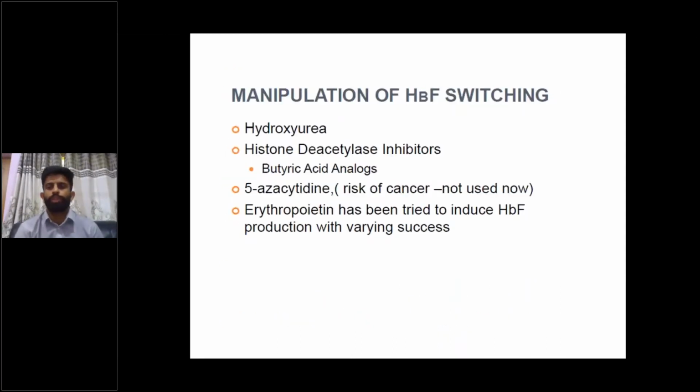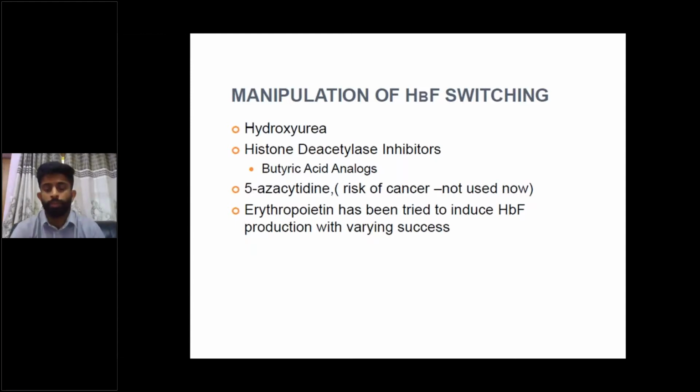Manipulation of HbF switching to increase the production of gamma chains and the production of fetal hemoglobin. Hydroxyurea is used. It is also used in sickle cell anemia in cases of excess sickle cell crisis attacks in a year. Histone deacetylase inhibitors, butyric acid analogs. 5-azacitidine is not used anymore because of risk of cancer. Erythropoietin has been tried to induce HbF production with varying success.